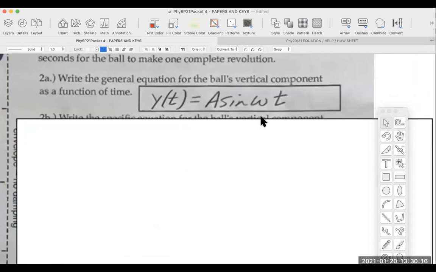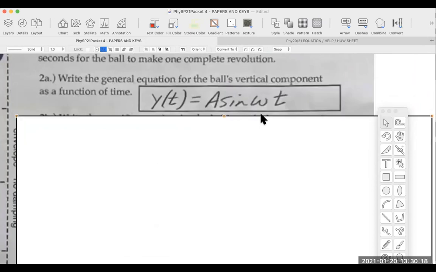And so we have A sine omega t. So A is the amplitude. Now what is omega though? Omega is how fast the ball is going round and around and around the circle, right? How fast that boss is going round and around the circle. But that's got to translate to how fast the wave is moving, right?